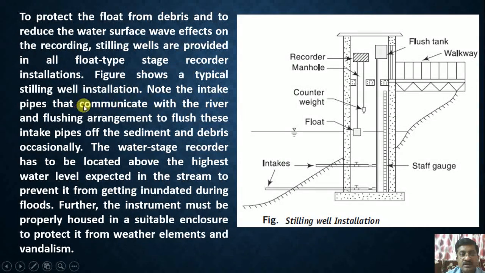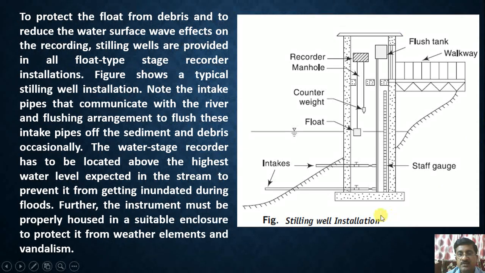Note the intake pipes that communicate with the river and the flushing arrangements to flush these intake pipes of sediment and debris occasionally. The water stage recorder has to be located above the highest water level expected in the stream to prevent it from getting inundated during floods. Further, the instrument must be properly housed in a suitable enclosure to protect it from the weather elements and vandalism. We have to take care that it is not clogged with debris and other material, so we have to take care of its proper location.